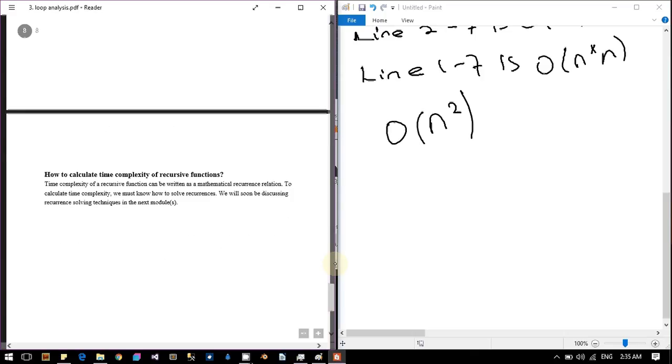Thank you very much. They said, how do you calculate time complexity of recursive functions? That is going to be the next lecture. Recursive recurrence relations. How to analyze recursive functions.